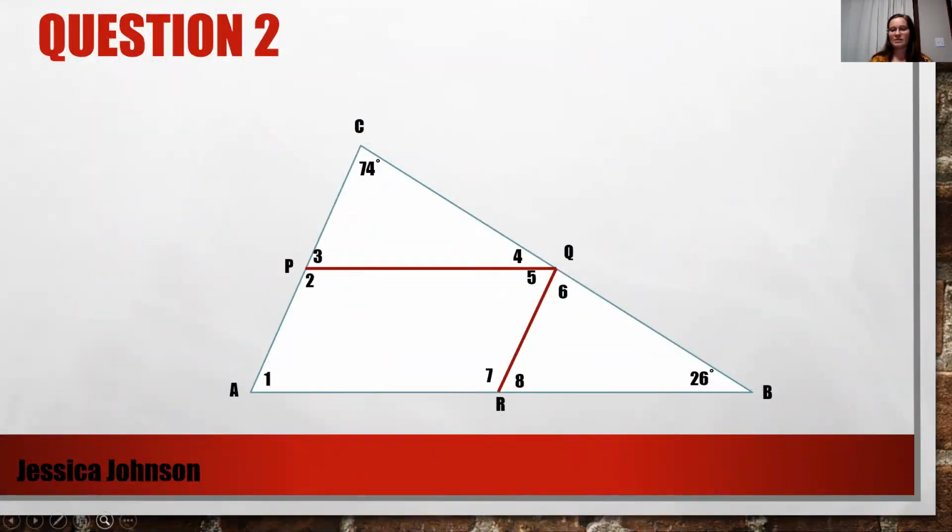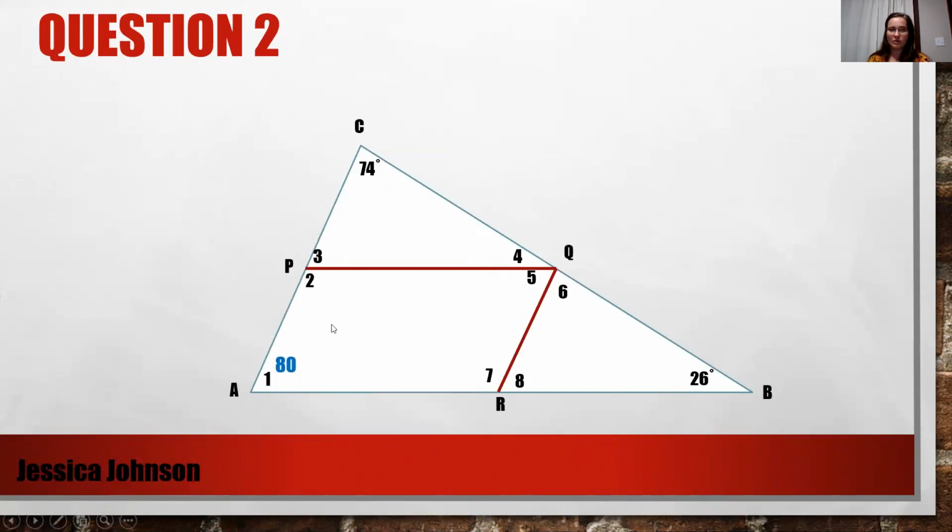To figure out the angles, I need to look at the big triangle as a whole first. I need to look at triangle A, C, and B. I need to figure out angle 1 first. Because angle 1 is supplementary to point C at 74 degrees and point B at 26 degrees, we take 74 plus 26 equals 100. And then you take 180 minus 100, and angle 1 equals 80.